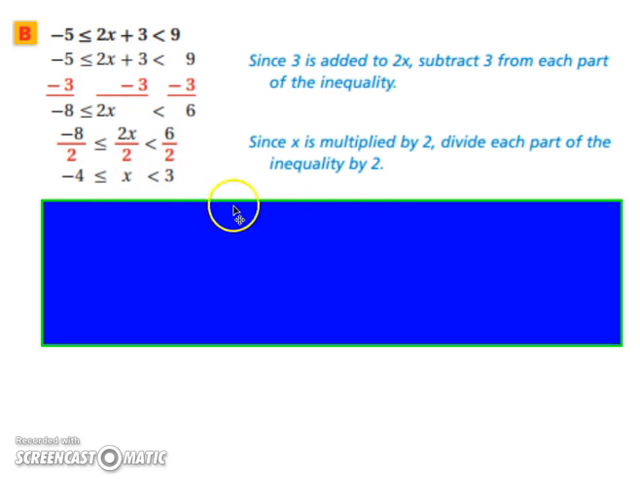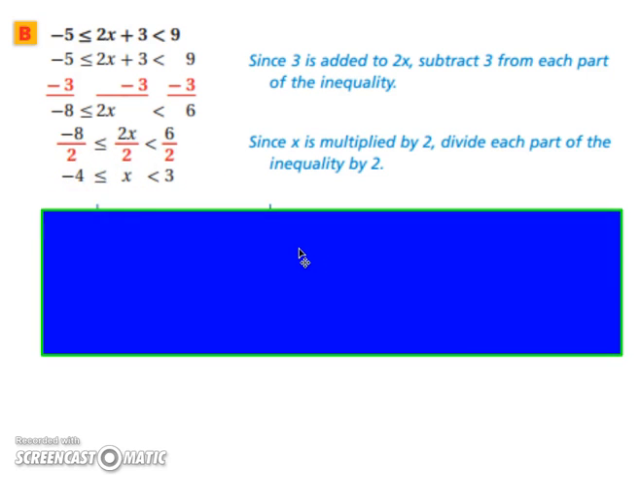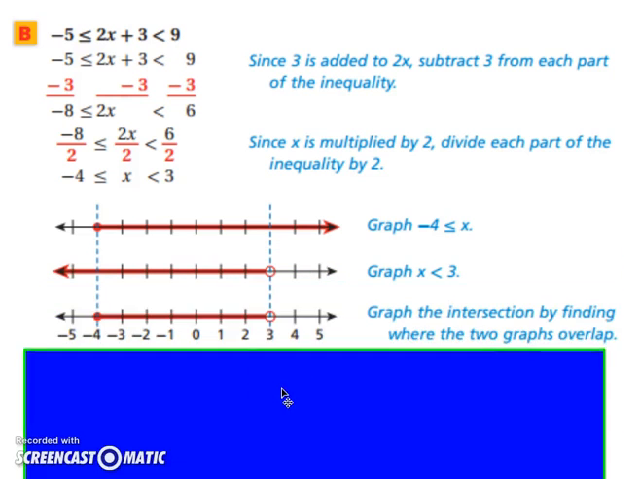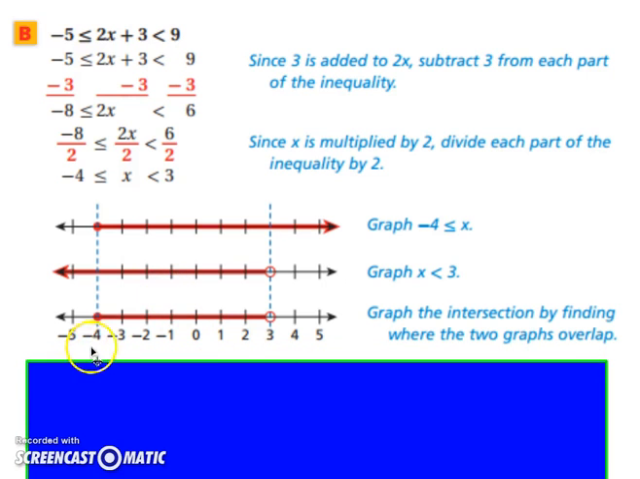So you can graph each piece separately. So you have negative 4 is less than or equal to x. x is less than 3. And then put it all together. So you have negative 4 and 3. Keep in mind you have an open circle because that one's not an or equal to. And then shade where it overlaps.